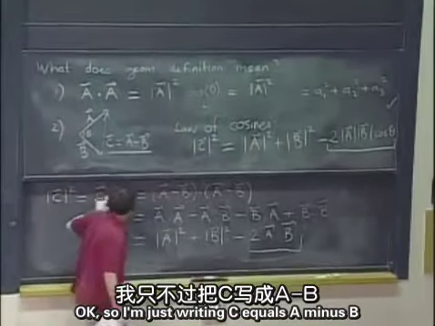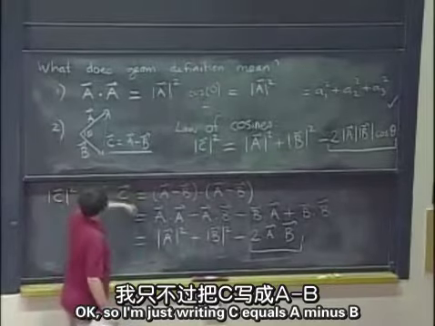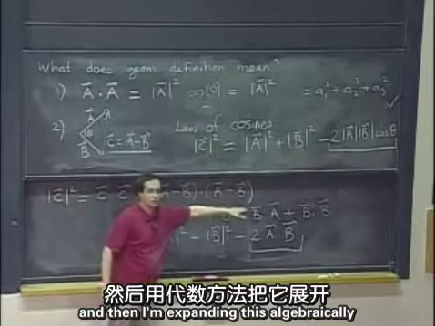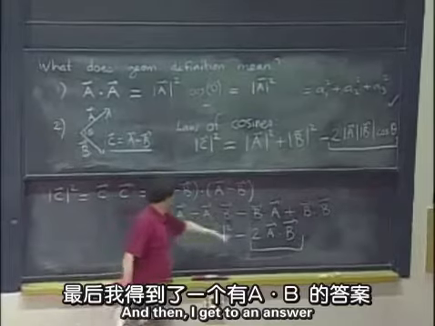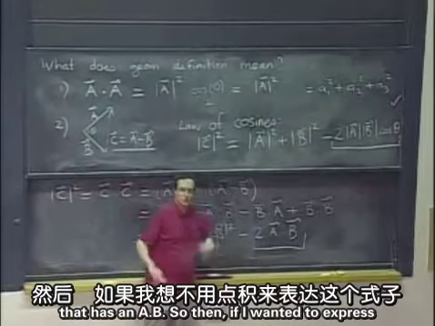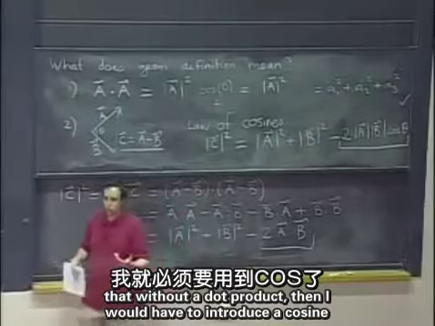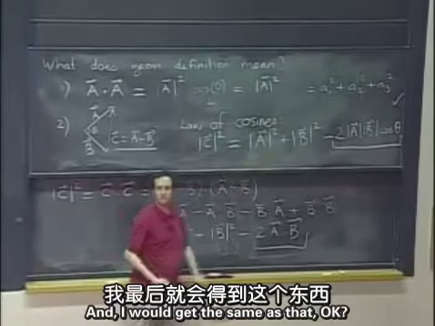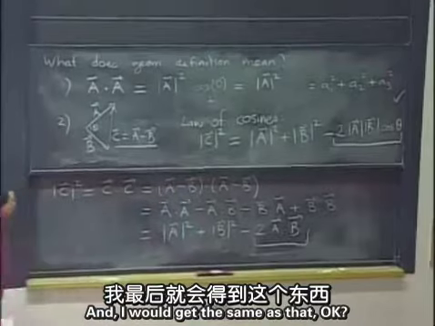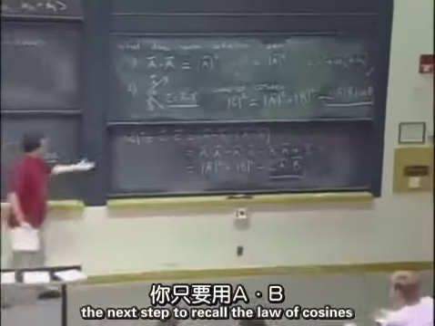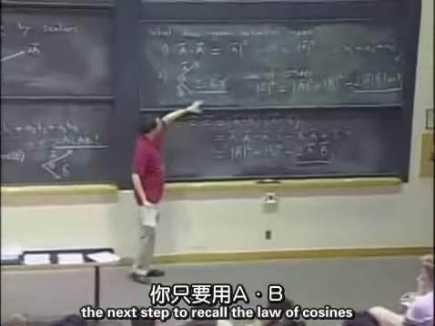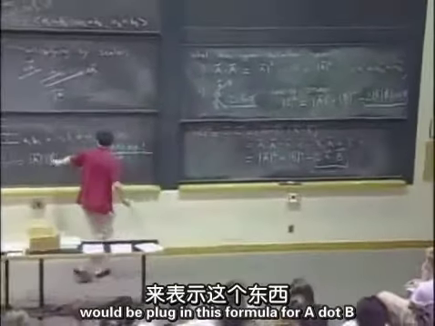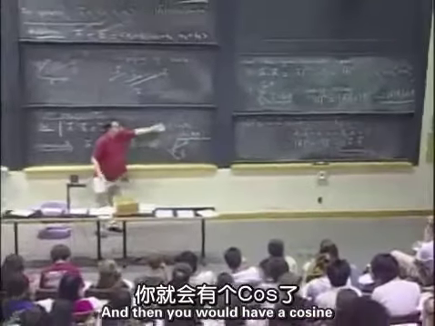I'm just writing C equals A minus B, and then I'm expanding this algebraically, and I get an answer that has an A dot B. If I wanted to express that without a dot product, I would have to introduce a cosine, and I would get the same as there. Okay? So if you want, the next step to recover the law of cosines would be to plug in this formula for A dot B, and then you would have a cosine.